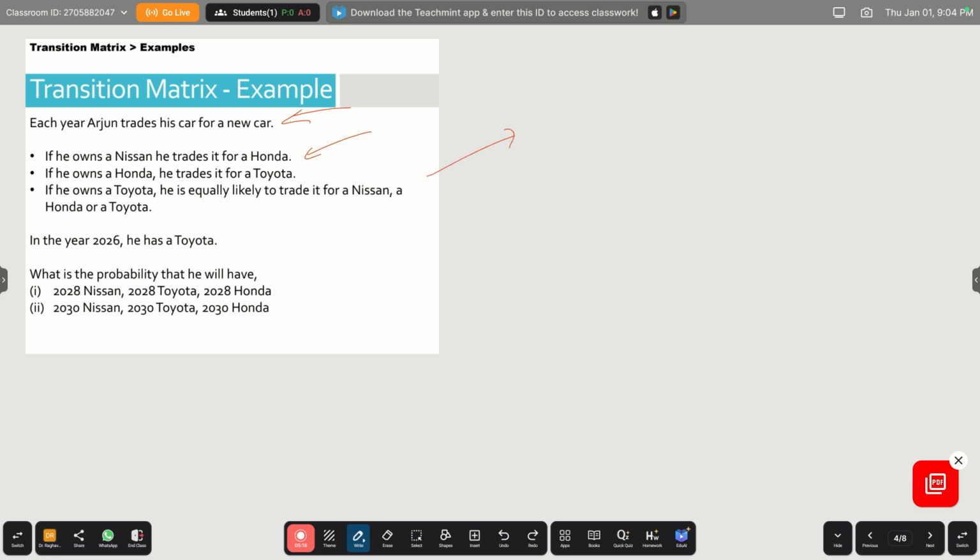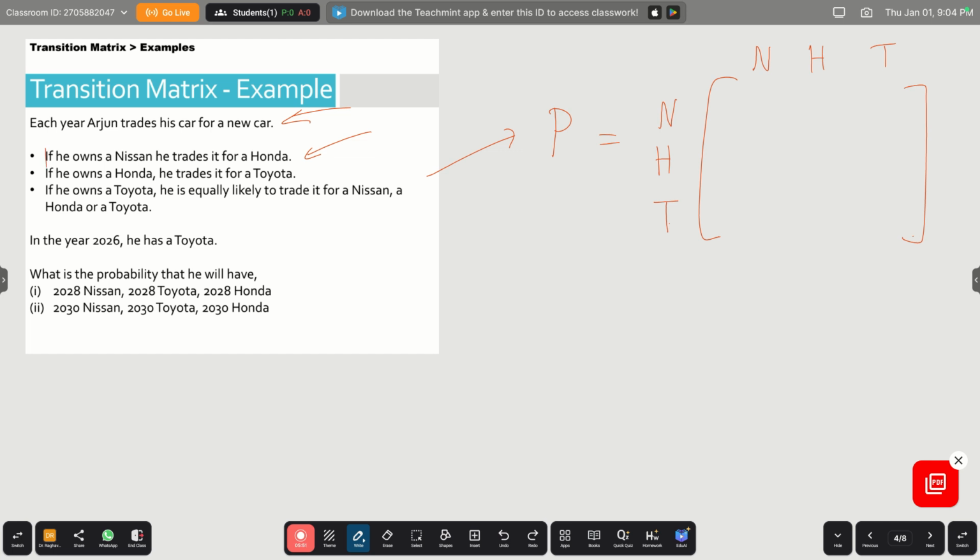Let me try to write the transition matrix P. States are three here. He might have Nissan on some years, he might have Honda, or he might have Toyota. So I'll take state 1 as Nissan, state 2 as Honda, and state 3 as Toyota. Next year, what's going to happen? Nissan, Honda, Toyota. Since three states are there, it's a 3 cross 3 matrix. Let us understand.